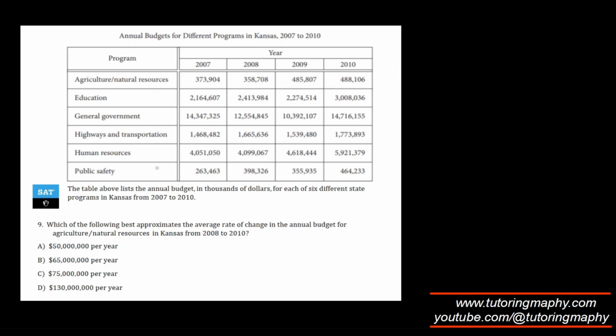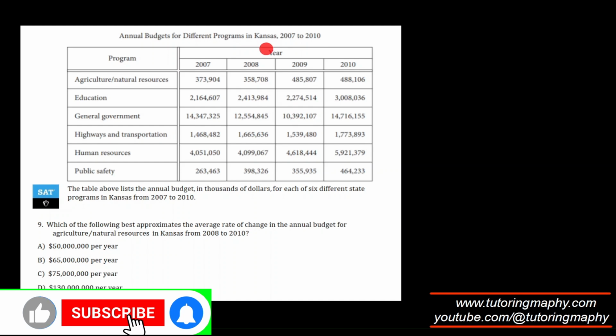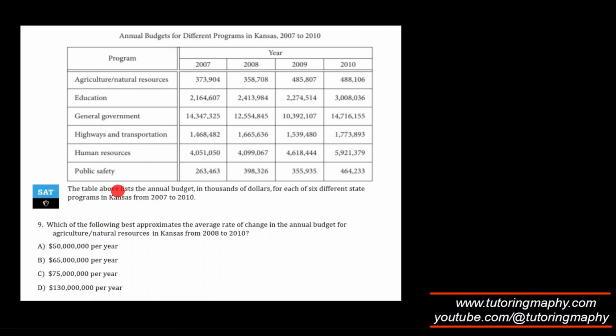Right, let's try this last question. We're given that there's a big table here: annual budgets of different programs in Kansas, 2007 to 2010. These are for 6 different state programs. All right, I'll come back to this table later. Which of the following best approximates the AROC in the annual budget for agriculture natural resources? So there you go, agriculture natural resources from 2008 to 2010. 2008 is here and 2010 is over here. So all they are asking us is to find AROC between these 2 points.